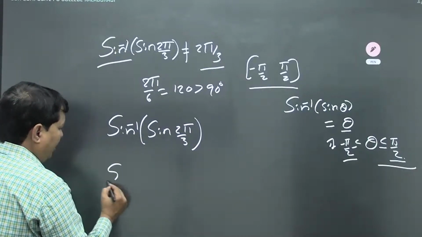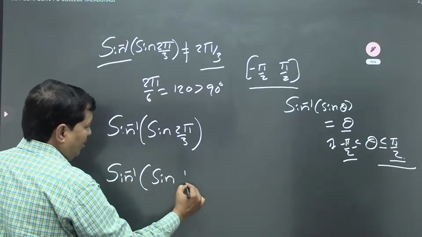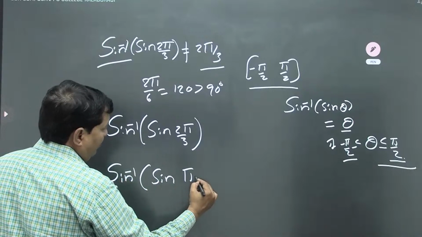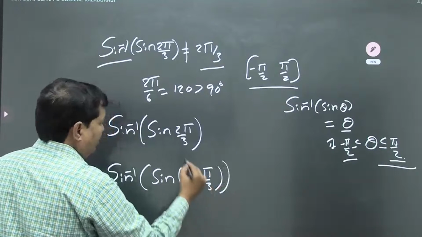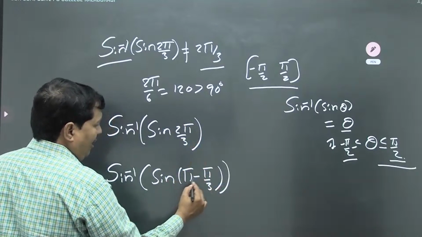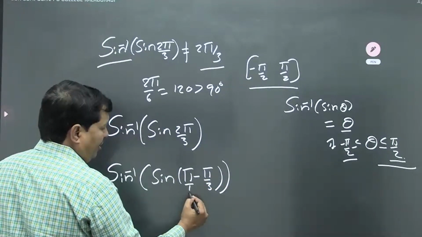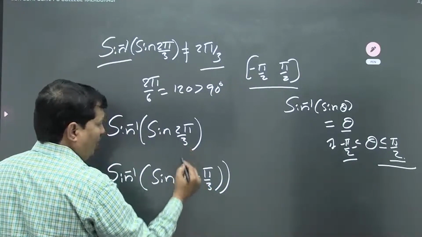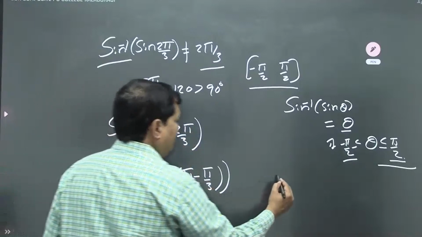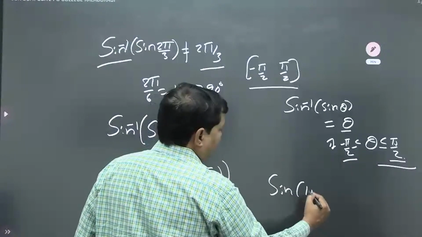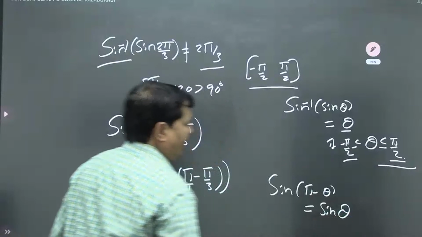Therefore, here I want to write sine inverse of sine of pi minus pi by 3. This 2 pi by 3 can be replaced by pi minus pi by 3. Is it correct or not? Simplify it: pi has denominator 1, the LCM is 3, 3 pi minus pi is 2 pi by 3. So 2 pi by 3 can be written as pi minus pi by 3. Yes, you know that sine of pi minus theta, or 180 minus theta, is equal to what? Sine theta, by using allied angles.